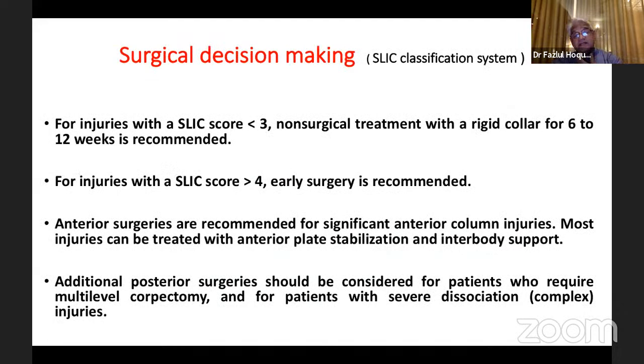Finally, the decision-making depends on which type of classification you are using to evaluate the patient. If we follow the SLIC classification, for injuries with a SLIC score of less than 3, non-surgical treatment with a rigid collar for 6 to 12 weeks; more than 4, surgery is recommended. Anterior surgery is recommended for significant injuries; most injuries can be treated with it. Anterior-posterior surgery should be considered for patients who require multi-level corpectomy or for patients with severe dislocation or complex injury.